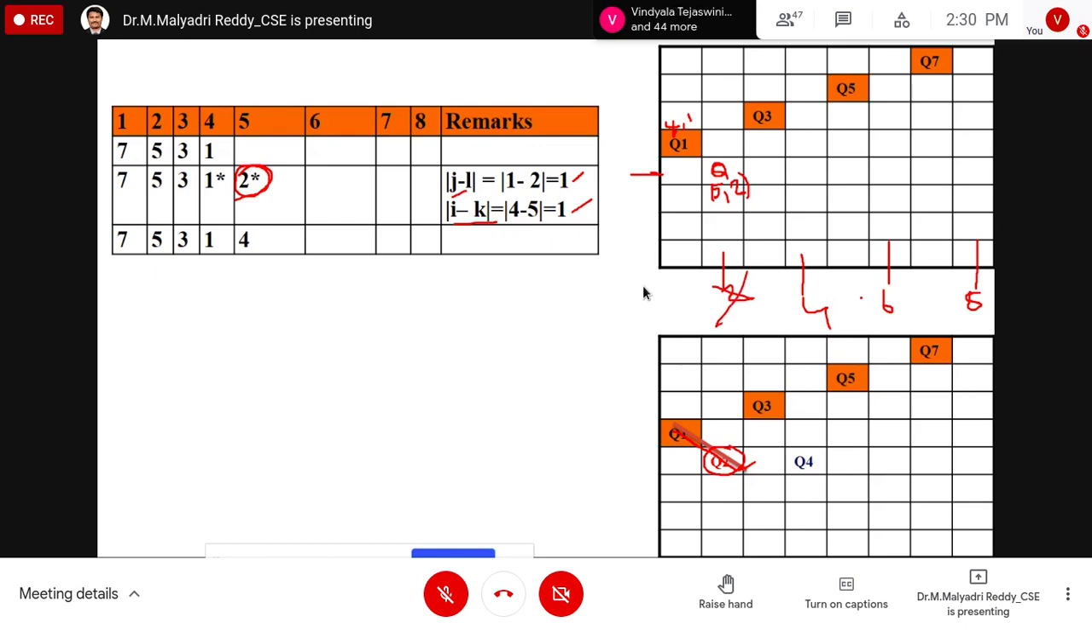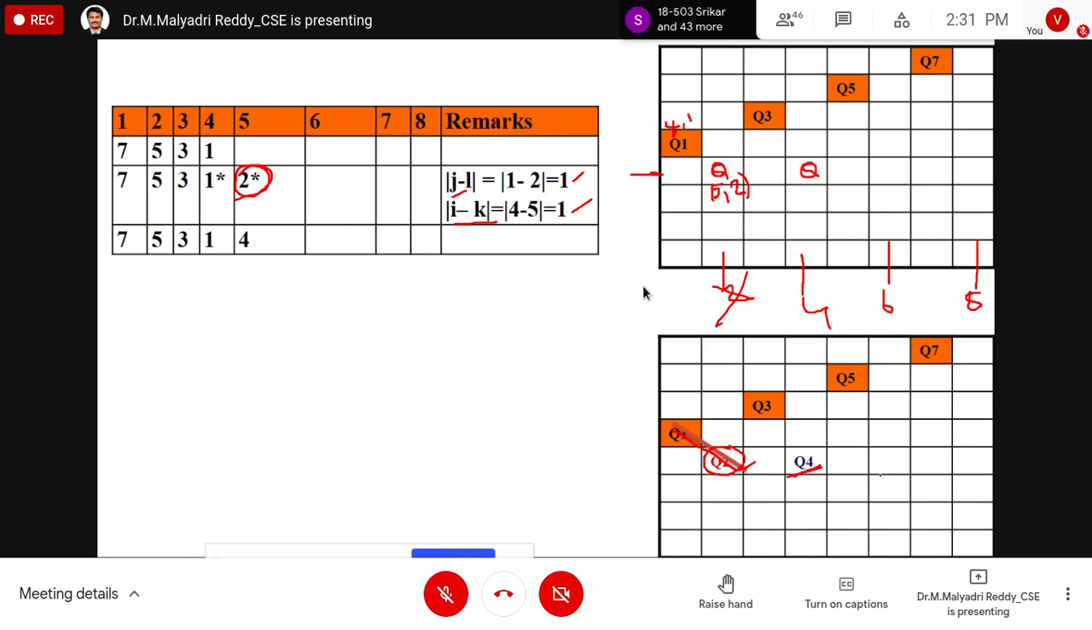So what are the next possibilities? 4, 6, 8. Suppose I place Q4, that means in that column. Check the diagonal conflicts. Is there any diagonal conflict or not? No, sir. So that is why I placed Q4 in that place, right? First step is completed. Whether it is suitable or not, after completion of the complete problem you can identify. Otherwise, you need to check from time to time.